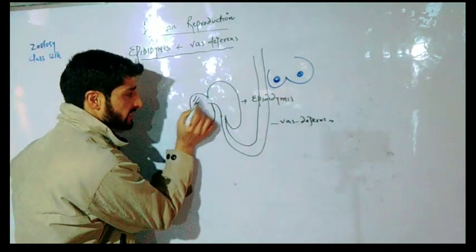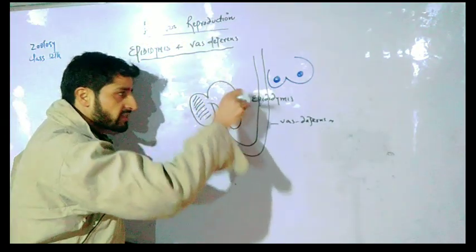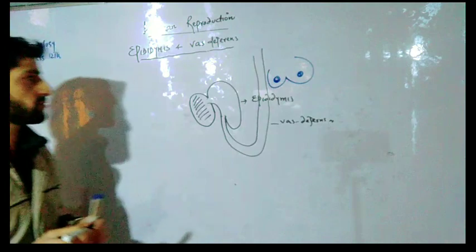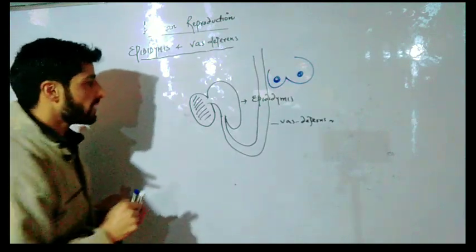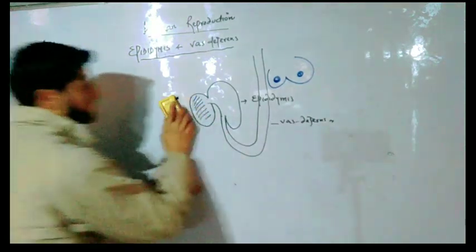Attached with the testicle is a special structure that you call epididymis. Along with epididymis, we have to study vas deferens. These two structures. Easy to understand? What I require is your kind attention. Let us start today's topic.